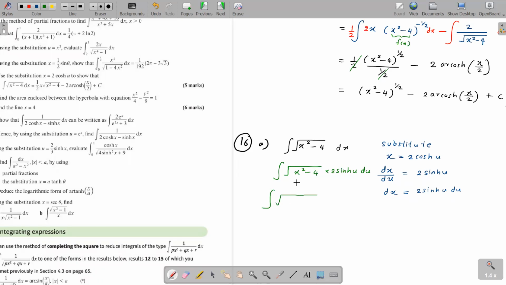So x square is 2 cos u. So when you square it, we get 4 cos square u minus 4, into 2 sin u du. Are you okay with it? So from here I can take the 4 out directly. I'll take it directly outside as a 2. Is that okay? This is cos square u minus 1 into 2 sin u du.